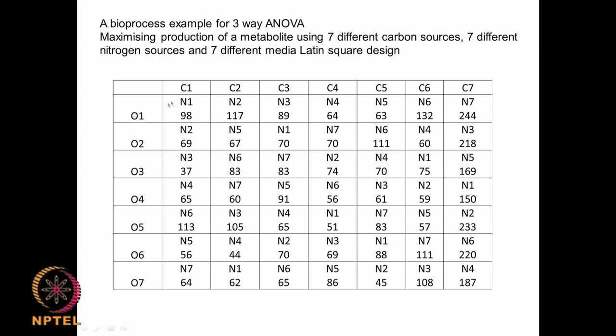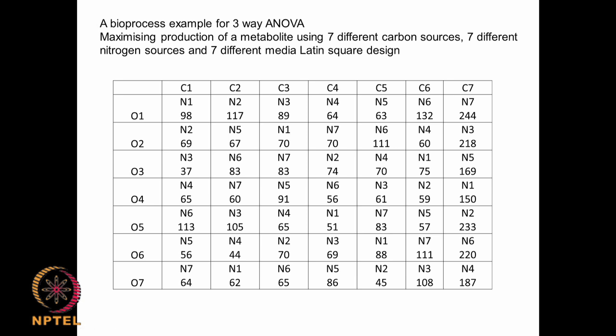We are looking at carbon at 7 different levels or 7 different sources of carbon, and nitrogen maybe at 7 different sources of nitrogen, like ammonium based, inorganic or organic, different types of nitrates, sulfates, phosphates and so on. Carbon could be yeast media or LB media and so on, and organisms, different types of organisms here. So, if we take 49 experiments, let us go back to ANOVA and see how to work at it.